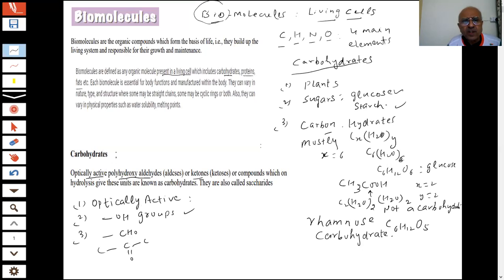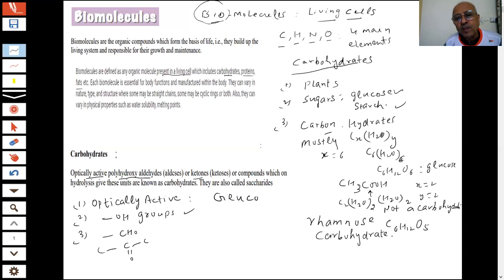And you know the simplest carbohydrate, the one you are already eating. Which carbohydrate is that, students? Tell me the name of the carbohydrate which you consume in food. Sir, sugar. Sugar. Glucose.